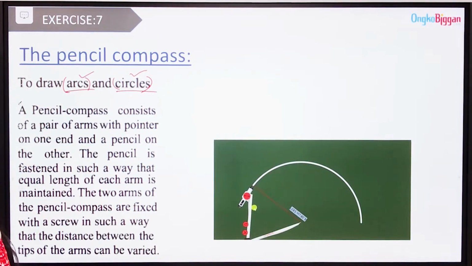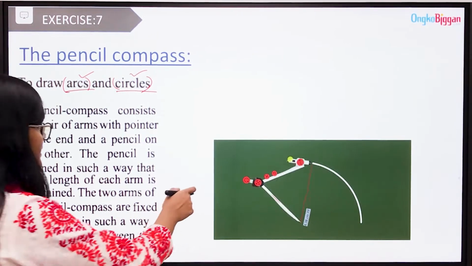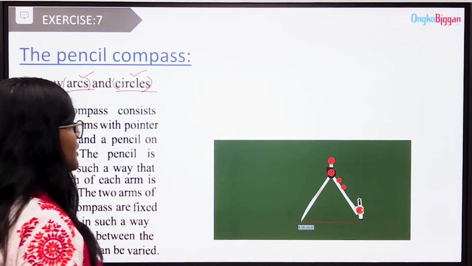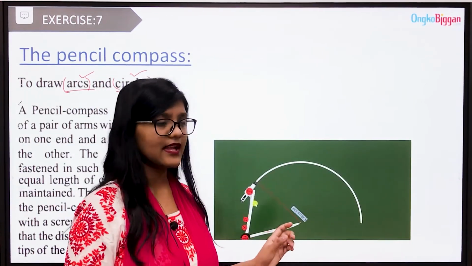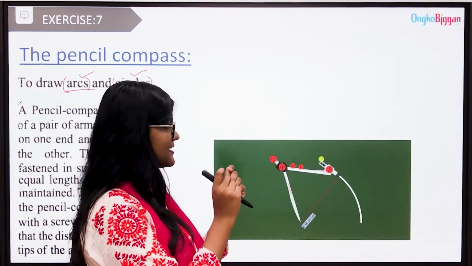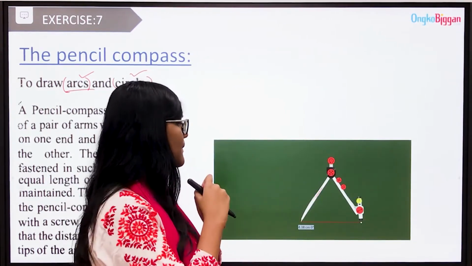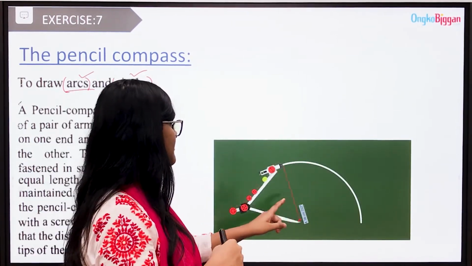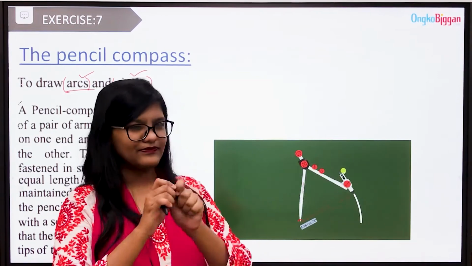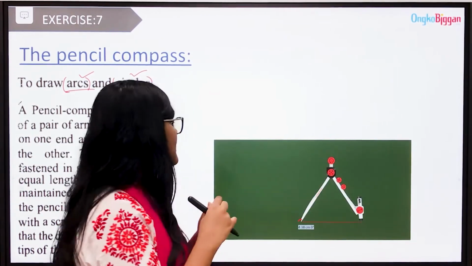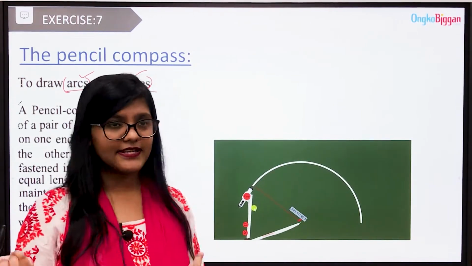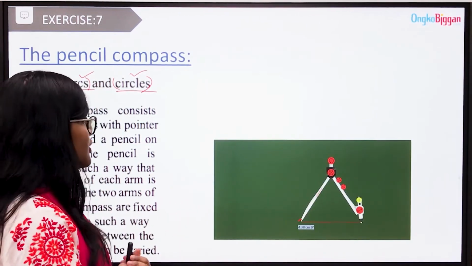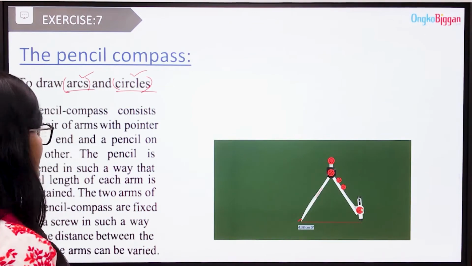Then the two arms of the pencil compass are fixed with a screw, in such a way that the distance between the tips of the arms can be varied. So when we tilt or close the compass, it can be varied. We can make a difference by pulling and pushing the radius, and then we can get different radii for drawing circles. It is made in such a way that it can be changed. So yes, I hope you are clear about the pencil compass.